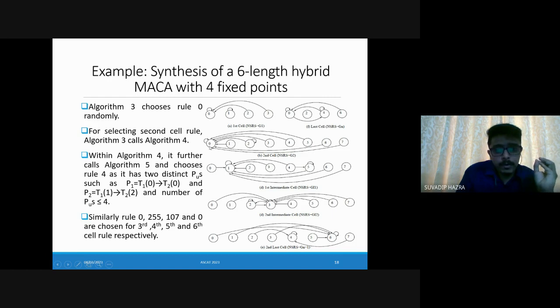What algorithm 5 will do is create the unique RMT sequences. So 0 and 0, it is creating exactly two paths, and another one is 1, T1 and T2, and the number of unique sequences is less than 4, so it can be considered as an acceptable rule. Similarly, it will choose rule 0, rule 255, and rule 107. And for the last cell, again algorithm 5 will consider rule 0, and it will check that the number of unique RMT sequences is exactly 4, so it can be considered as the next cell rule.